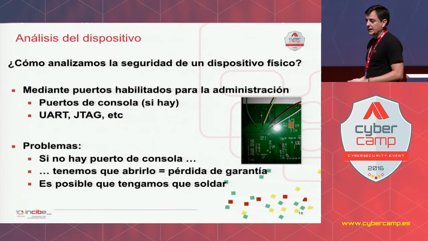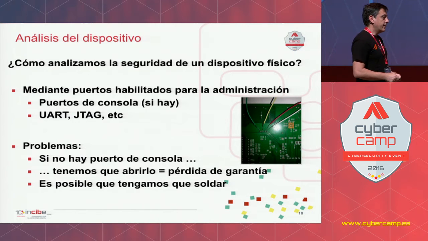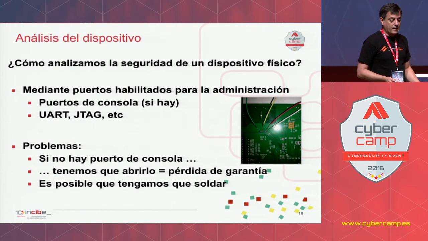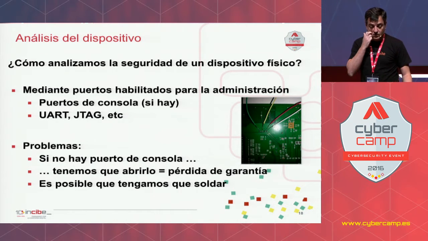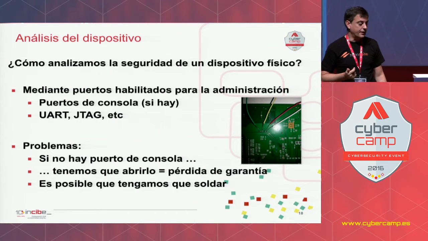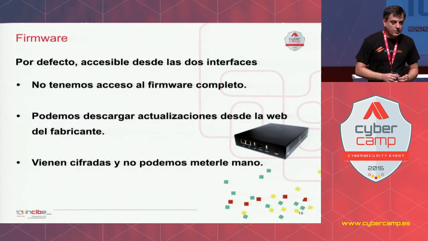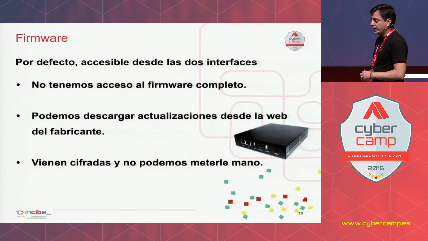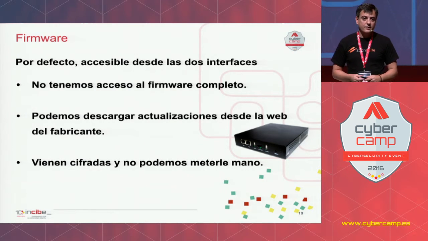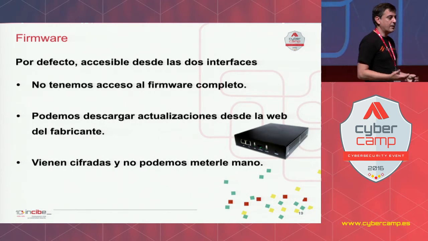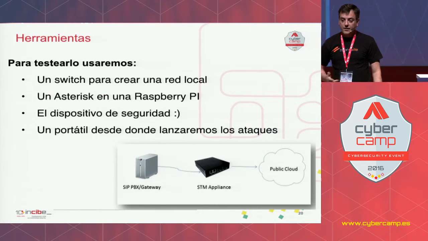Problems: if there is no console port for us to plug in, we would have to open up the device. That means that we will not be complying with the warranty. We break the warranty, and here you see a UART connection. Well, we just plug in 3 or 4 wires and connect it to the USB. And in the case of this device that I will be talking about, we don't have full access to it. On the manufacturer's website, we might download updates, but often they are encrypted and we cannot do anything with them.